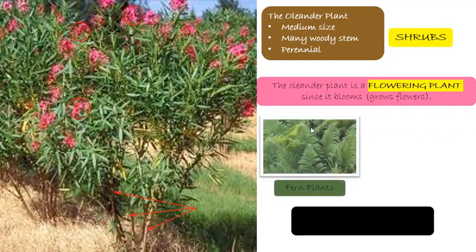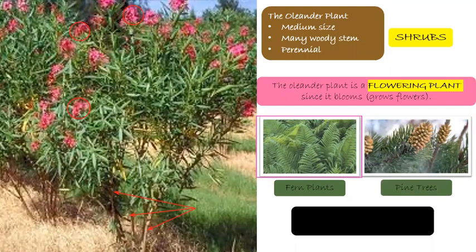Look at the fern plant now. The plant that you can see in this figure, in this picture, is a fern plant. Is it growing flowers? No. So it's not a flowering plant. What about pine trees? Do they make flowers? No, they do not. So the fern plant does not grow flowers. The pine tree does not grow flowers as well. So we do not call them flowering plants. Fern plants and pine trees don't grow flowers, so they are non-flowering plants.